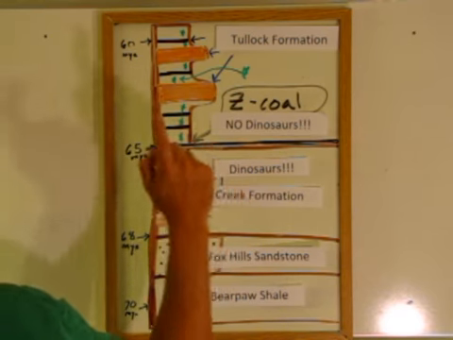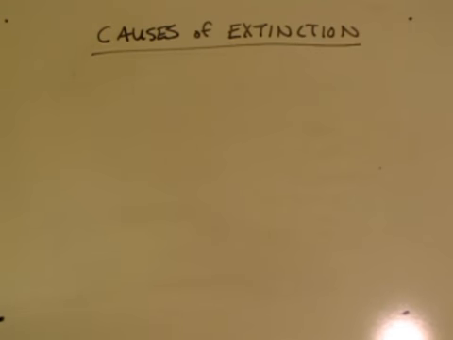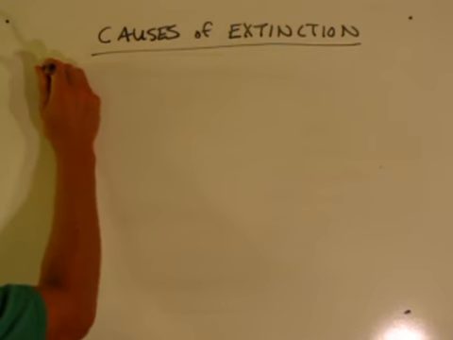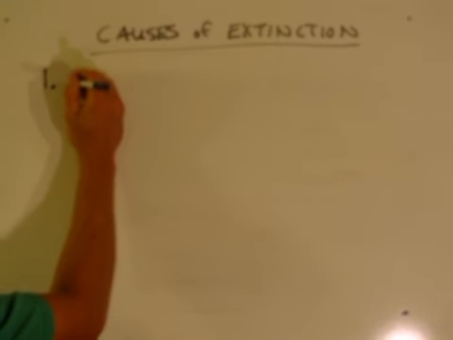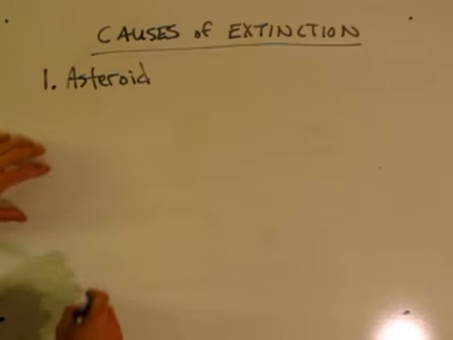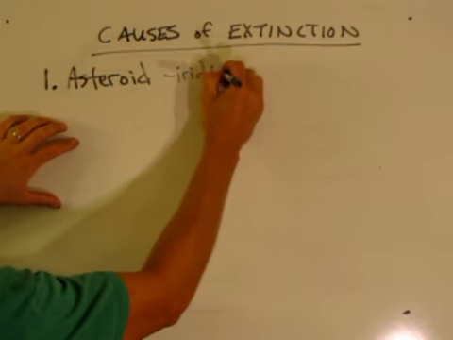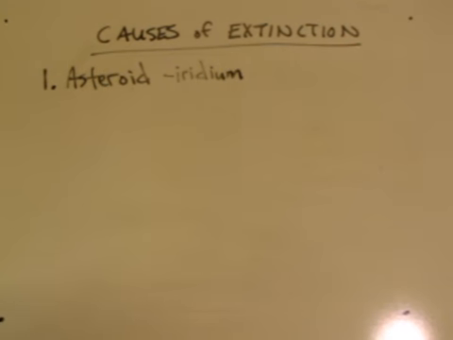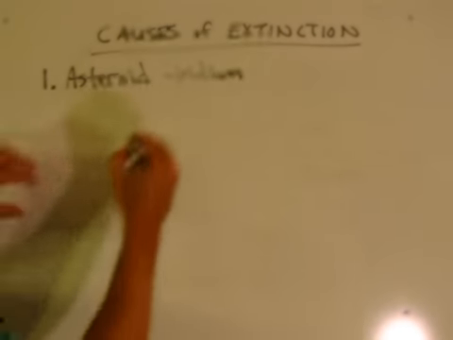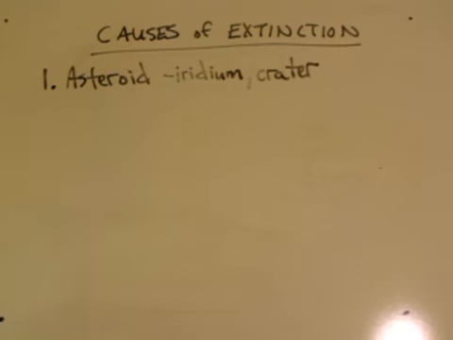But are there other ones? Yes. Let's look at some of those other theories for the cause of the extinction of the dinosaurs. Alright, so what are some of the causes of the extinctions? Majority of scientists will tell you the asteroid theory. Alright, what's some of the evidence for the asteroid theory? Well, like I said, we find that iridium in the clay, in that Z coal. We have a giant crater that's found just northwest of the Yucatan Peninsula.